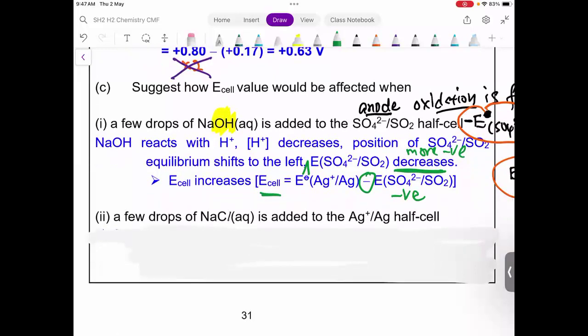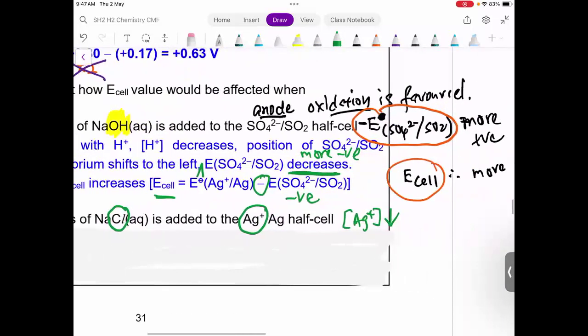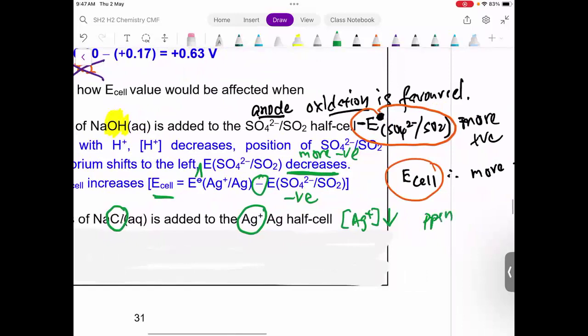Sodium chloride, what does it do to your silver plus silver half cell? What will happen? It will form your silver chloride PPT. Okay, so the chloride here and Ag plus, having done Ksp, I mean, even before you did Ksp, you should know that silver chloride is a PPT, right? So that will cause your concentration of silver plus to drop as a result of precipitation of silver chloride.